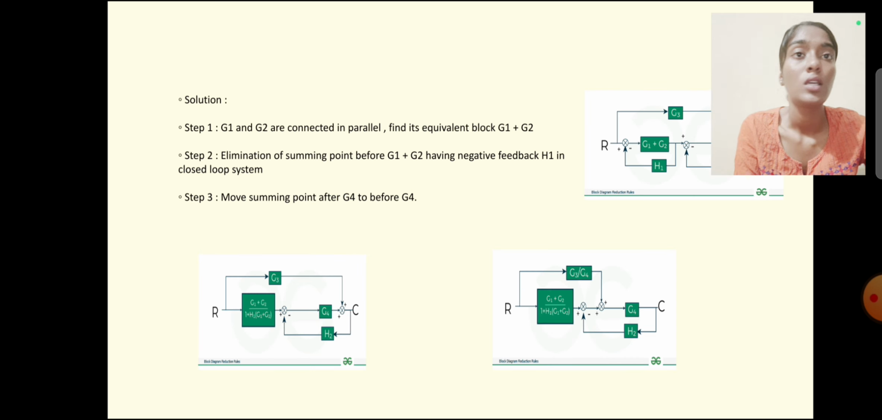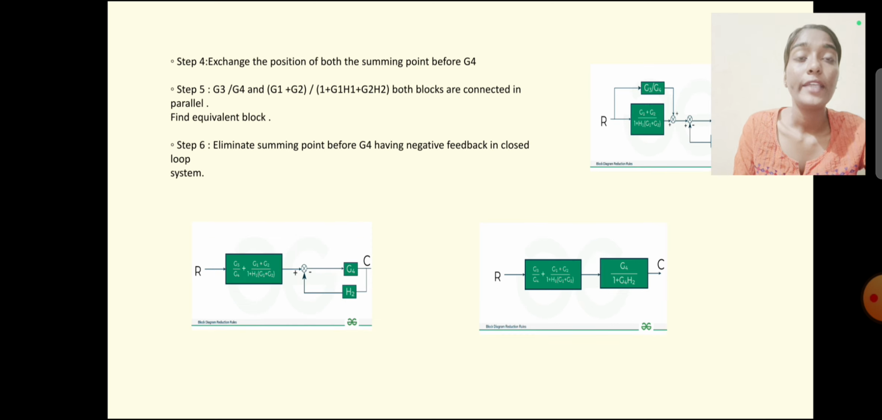Firstly, step 1, G1 and G2 are connected in parallel. Find its equivalent block G1 plus G2. Step 2, eliminate the summing point before G1 plus G2, having negative feedback H1 in a closed loop system. Step 3, move the summing point after G4 to before G4. Here you can see the diagrams on the screen, how we have reduced it into a simpler block form.